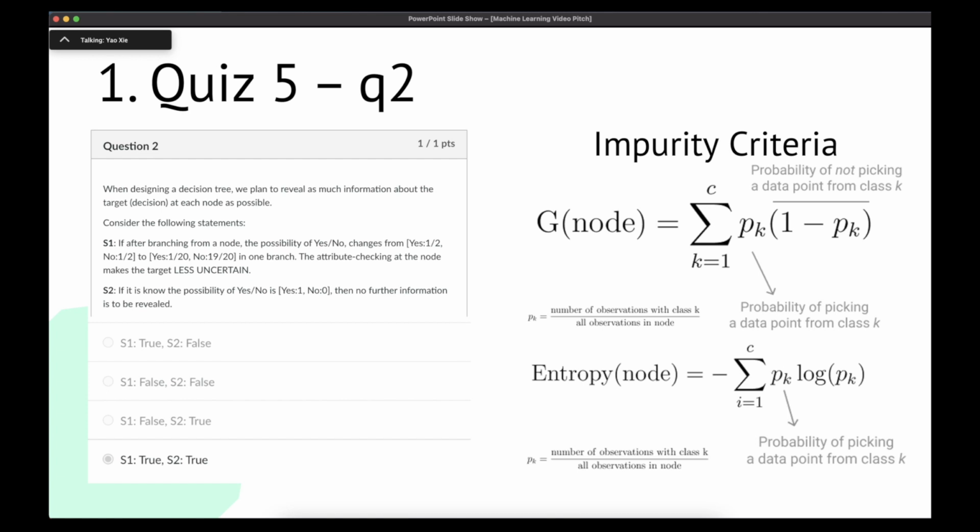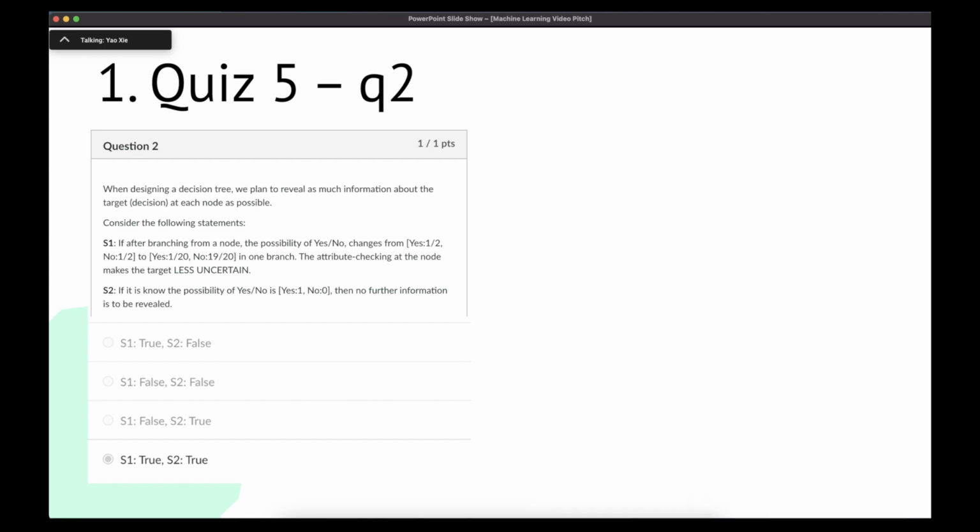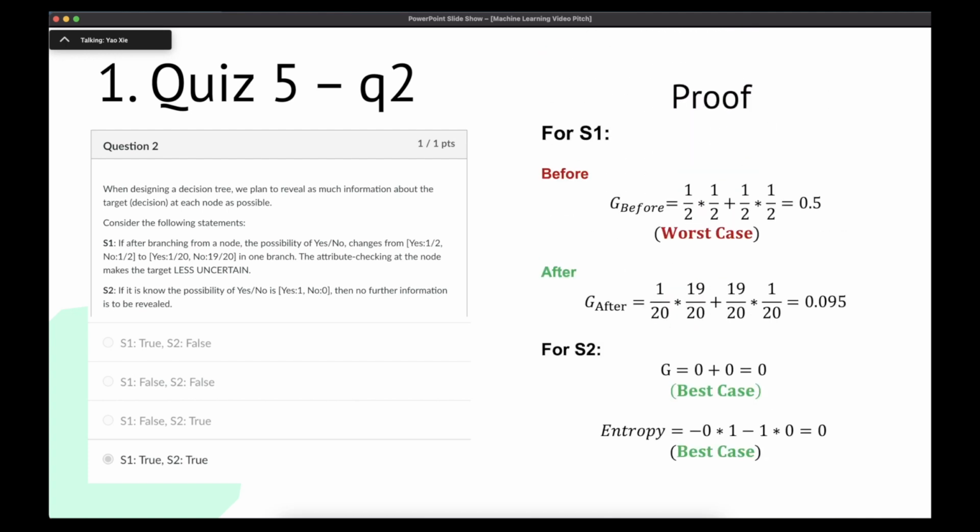For S1, intuitively we know it is true, but let's prove it. Before splitting, the probability for both classes, yes and no, is 0.5. Let's use Gini impurity for example. Using the formula, we can get 0.5, which is the worst we can get. After splitting, the Gini impurity in the child node becomes 0.095. You can see that after splitting, the uncertainty is much reduced in one of the child nodes. Therefore, it is true that the attribute check makes the target less uncertain after splitting.